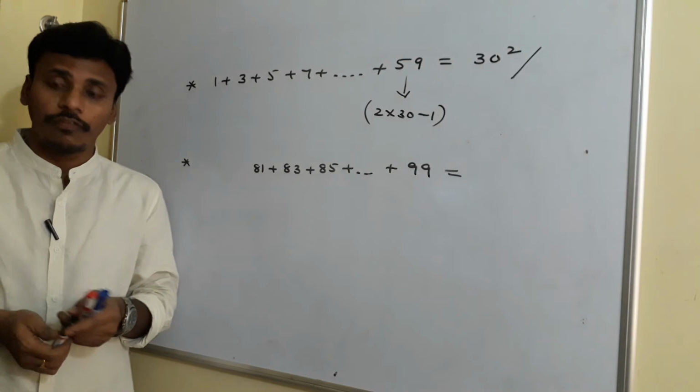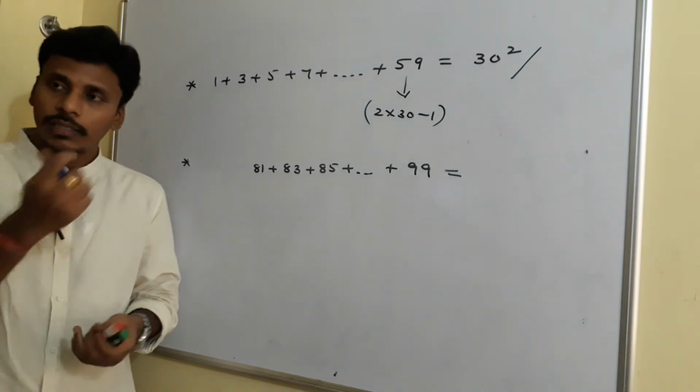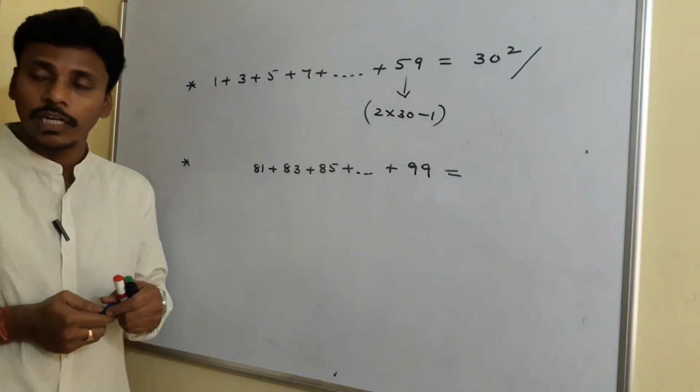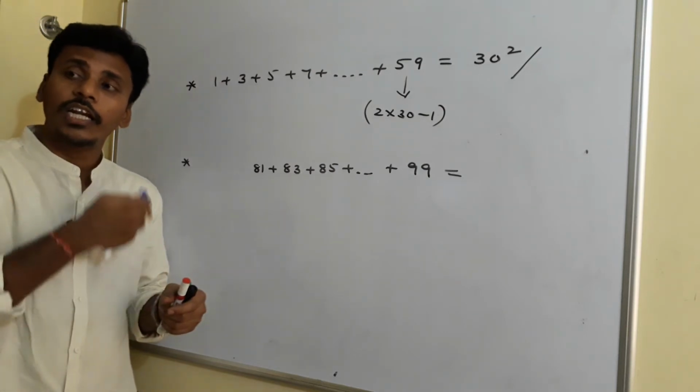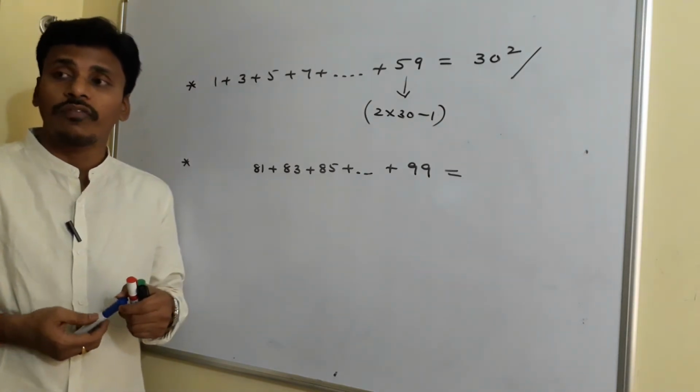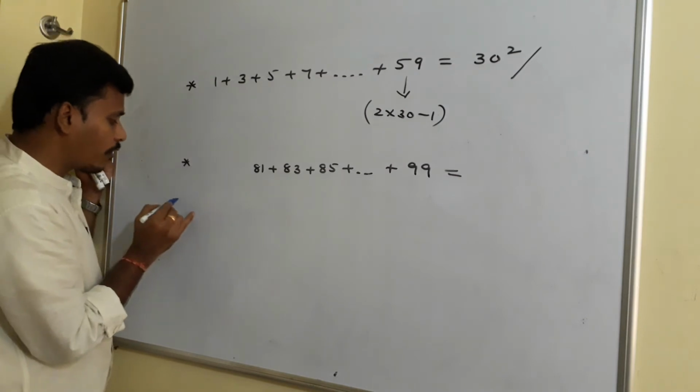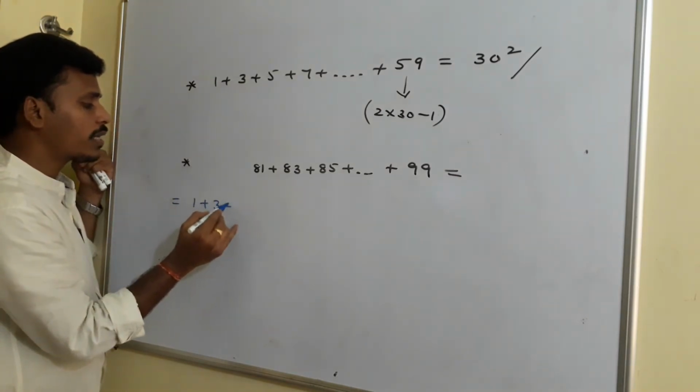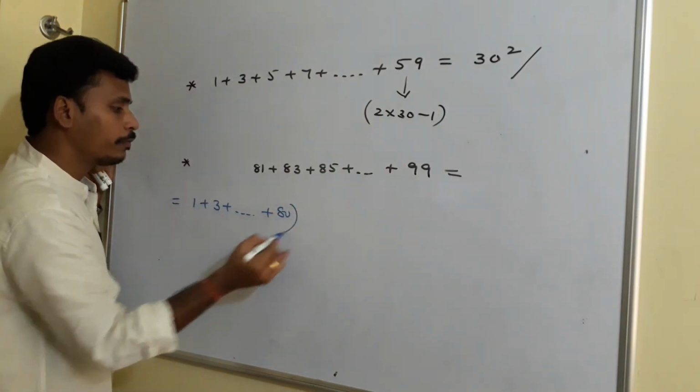As I mentioned in the first case, again you need to add the terms from 1 to 80. That is one possibility, or otherwise directly you may go with the Sn formula of the arithmetic sequence. So I am moving to the first case. I am adding 1 plus 3 plus and so on plus 80, right?